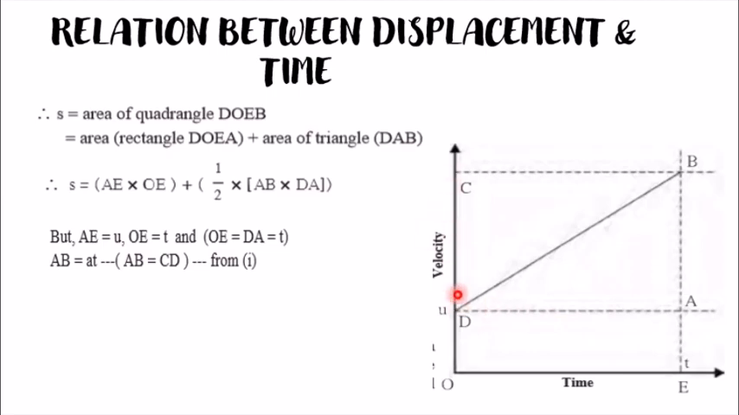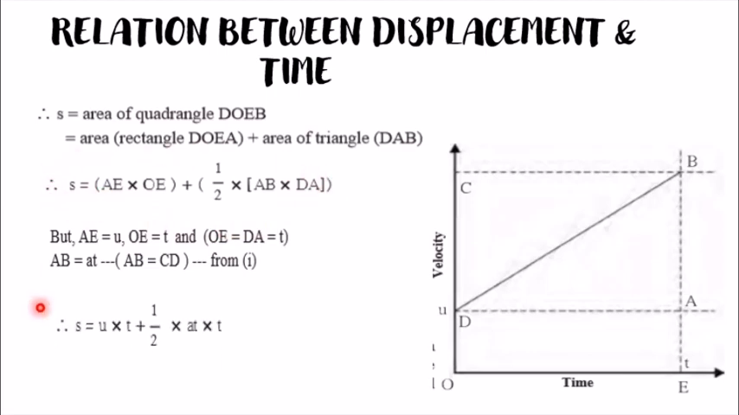And CD, as we had found in the earlier equation that CD was AT, so CD is equal to BA, so even BA is AT. So we got AE as U, that is initial velocity U, OE as T, and AB or BA as AT. We will put all the values in this equation now.